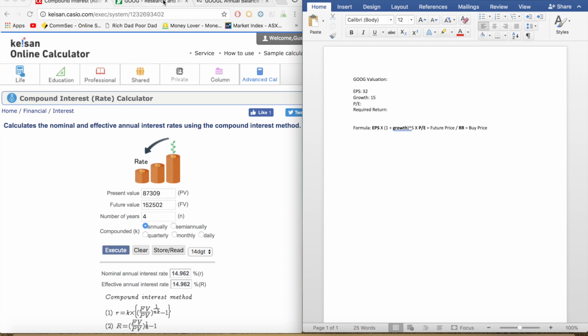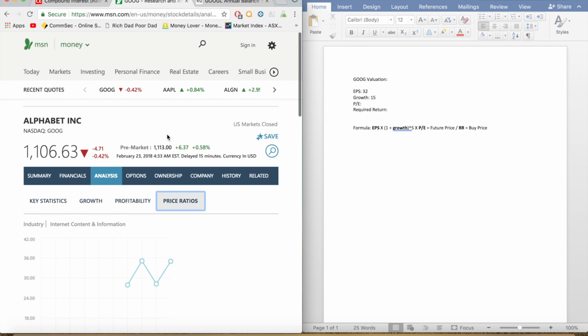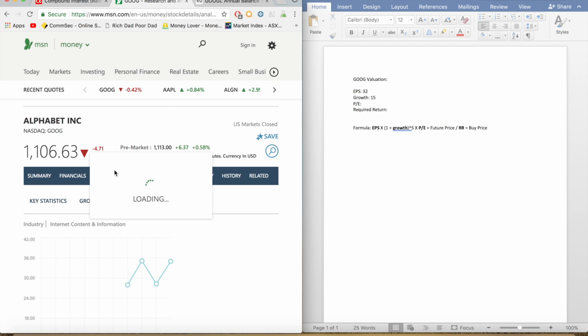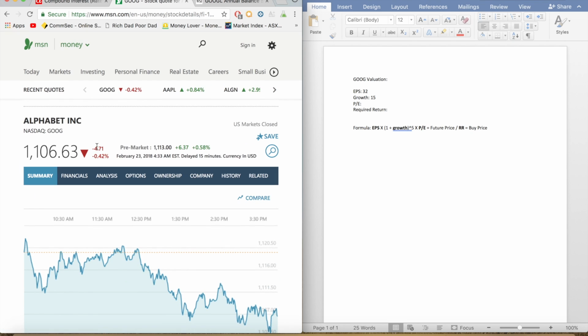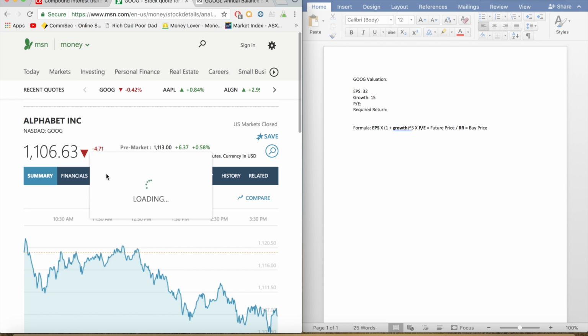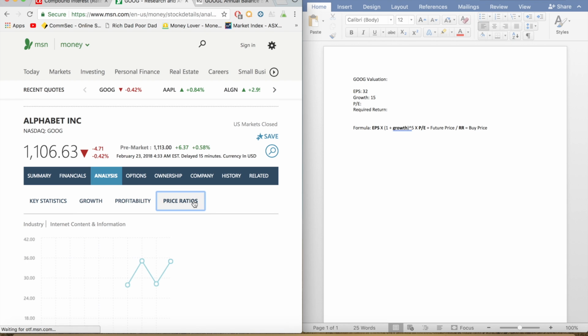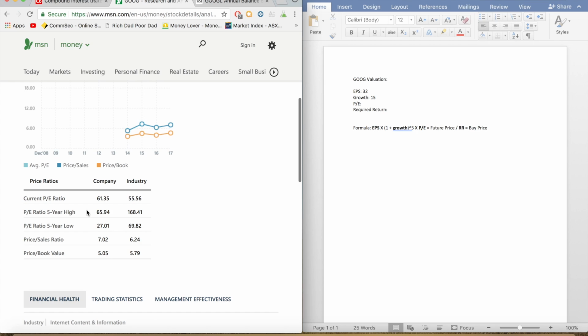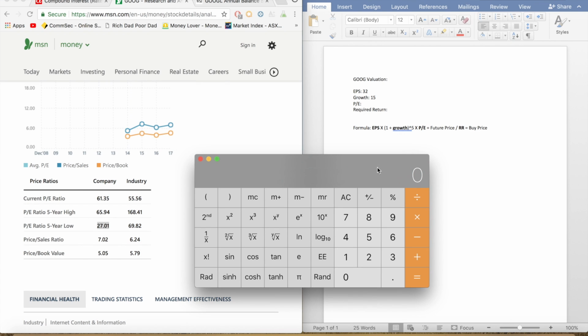PE ratio. So then we're going to jump over to MSN Money. So I just Google searched MSN Money and then Google, and it came up. And this will be the page that'll load. You want to go to Analysis, and then Price Ratios. And down here you'll see we've got the 5-year high and the 5-year low. And from that we can get the average really easily. So I'll just get my calculator. We type in 66 plus 27 divided by 2, and that'll give us the 5-year average, 46.5.